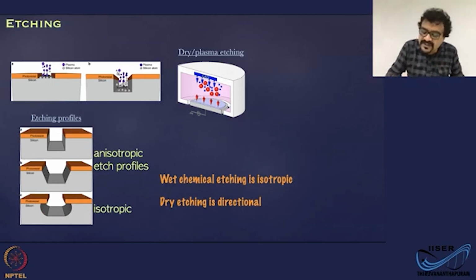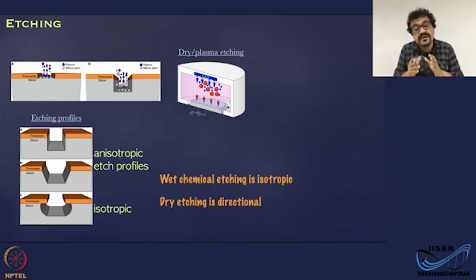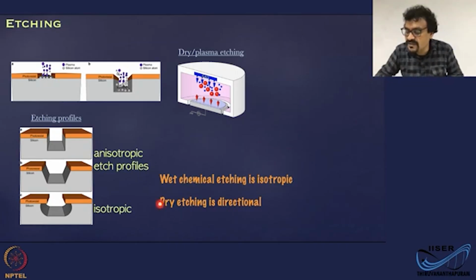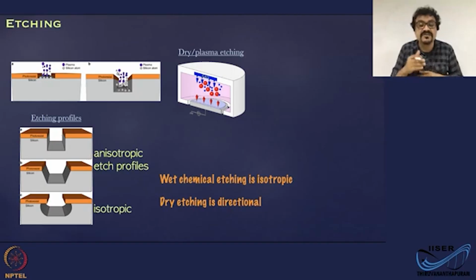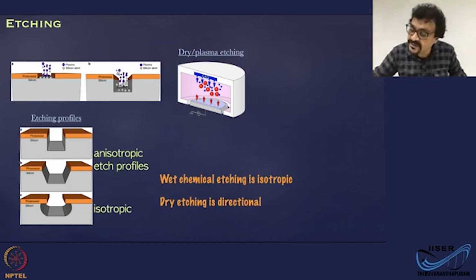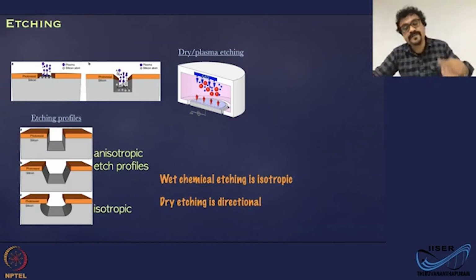So you will not get these high aspect ratio profiles using wet chemical etching. If your work requires structures with a really high aspect ratio, you always have to go with dry etching. And there are dry etching techniques, and also variations in the dry etching technique, which will give you better and better aspect ratios. Okay, so that is the story about etching.